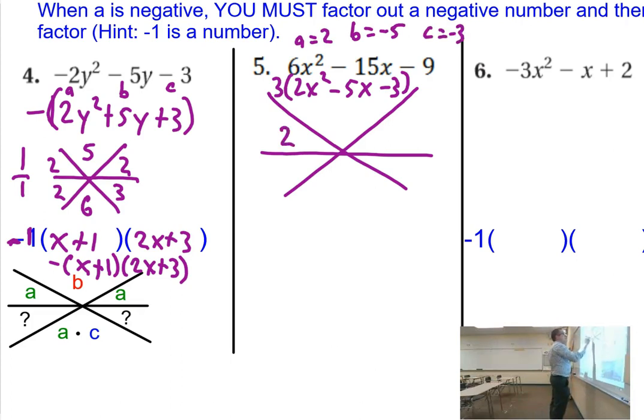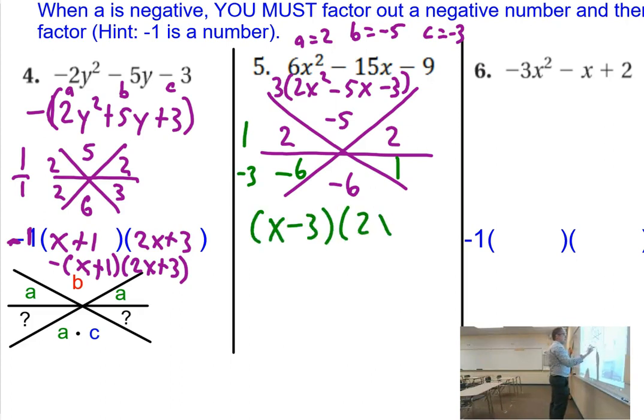All right, so put A here and here. B is negative 5. C is going to be 2 times negative 3, which is negative 6. Okay, what multiplies to get negative 6 and adds to get negative 5? Let's see. So that would be negative 6 and positive 1, I believe. Yep, looks right. So this is reduced to 1 over negative 3. The other one can't be reduced. So you'd have x minus 3 and 2x plus 1.